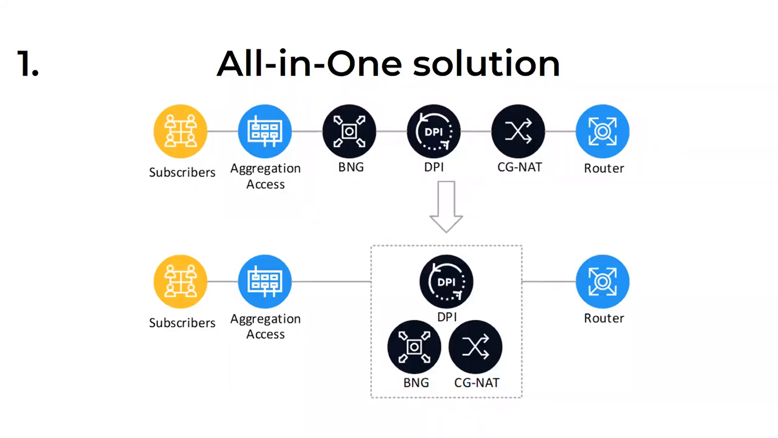The main idea of creating the SSG was to elaborate an all-in-one solution combining key elements of every ISP's network, such as deep packet inspection platform or DPI, broadband network gateway or BNG, and carrier grade net server or CG-NAT. All-in-one solution aims to be easy to maintain, operate, configure, and manage, and as a result, to make your life easier.